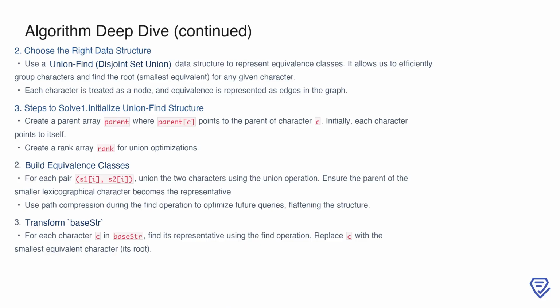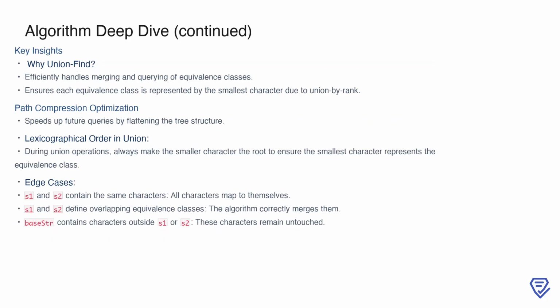During this process, we ensure that the smaller character lexicographically becomes the root of the class. Finally, when transforming base str, we simply replace each character with the root of its equivalence class, which represents the smallest equivalent character. The union find structure is crucial for this solution because it allows us to efficiently merge and query equivalence classes. One key optimization is path compression, which flattens the tree structure during the find operation, making future queries faster. Another important detail is ensuring that when performing union operations, the smaller lexicographical character always becomes the root.